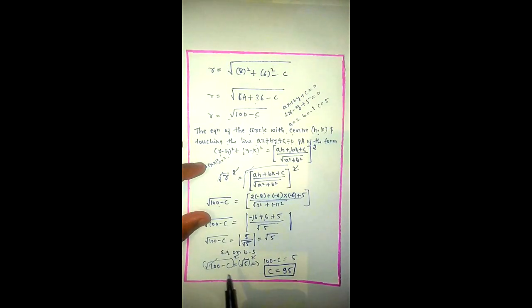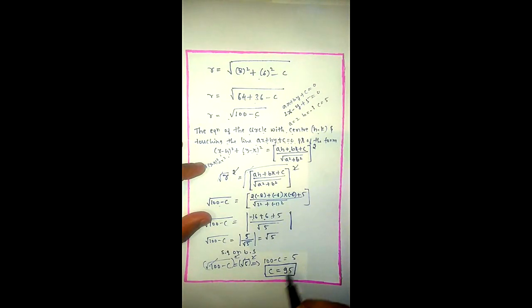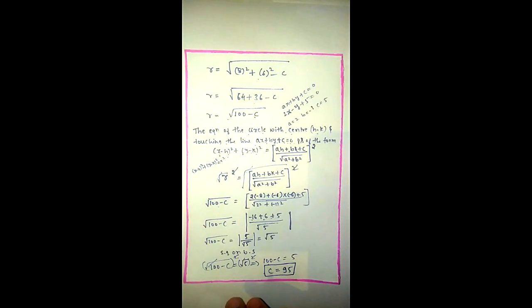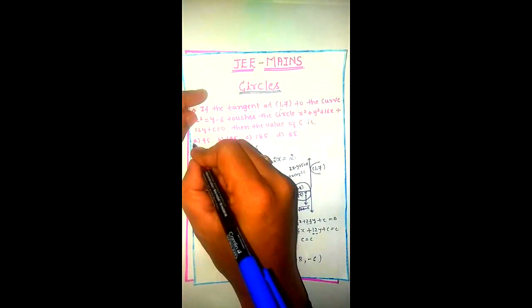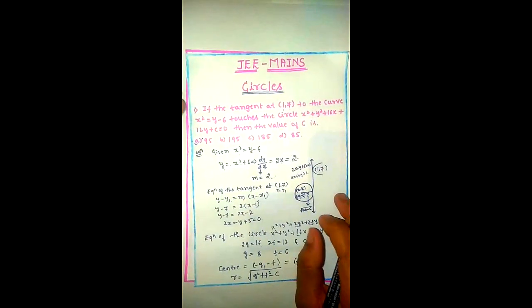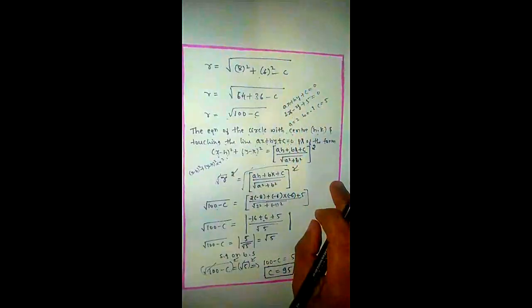So squaring on both sides, square and square root cancel. So finally we get 100 minus C is equal to 5. So C is equal to 100 minus 5, which is 95. Then the constant value C is equal to 95. So the first question, option A. Option A. Okay. Next problem.